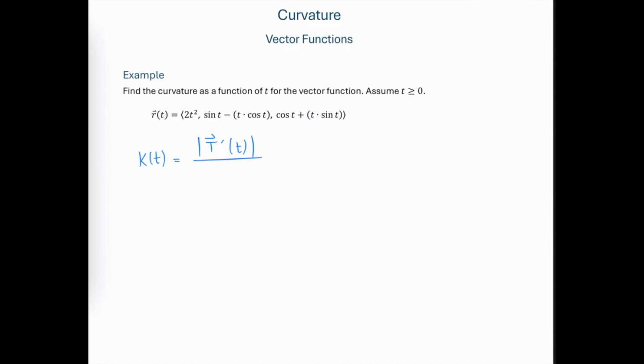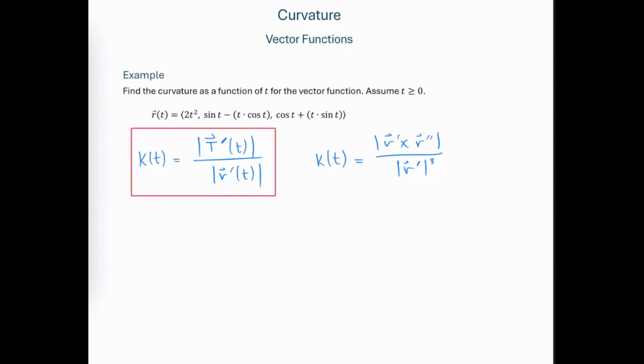There are two main curvature formulas that we use. One of them is the magnitude of the unit tangent vector's derivative divided by the magnitude of the derivative of the position vector function. The other main formula for curvature that is commonly used is the magnitude of the cross product of the first derivative and the second derivative of position, and then divide that by the magnitude of the first derivative of position, quantity cubed. We're going to use this version of the curvature formula, although this one would also work.